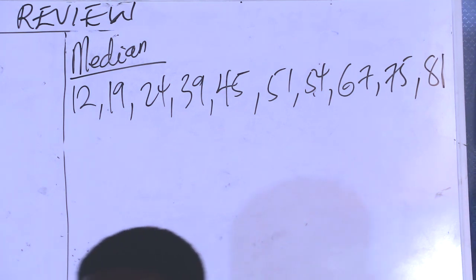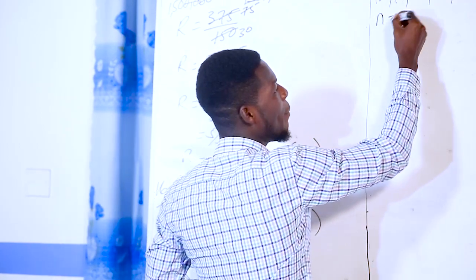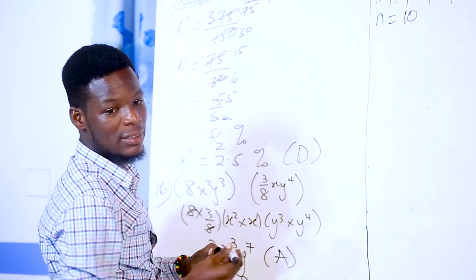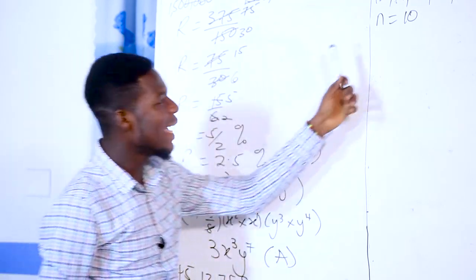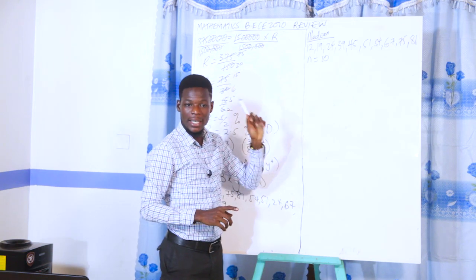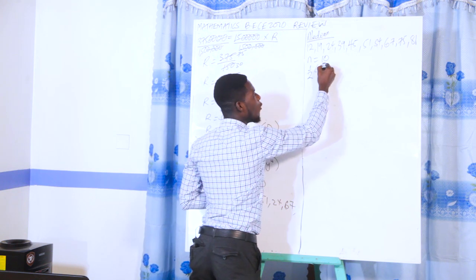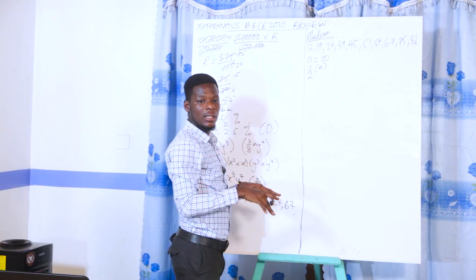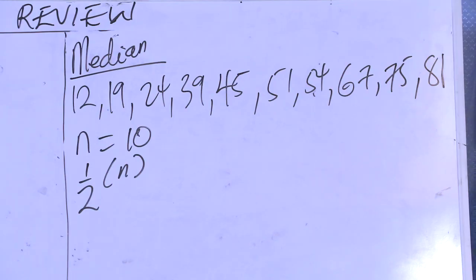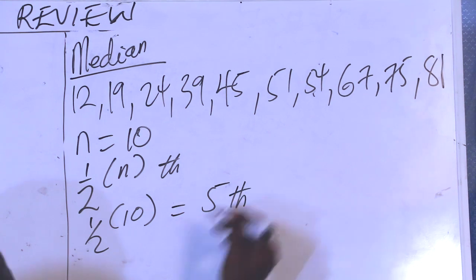Now, to find median for raw data, you should know the number of the data. And the number is 10. Remember, we have 10 students. Because n, the number of the data, is an even number, the first thing you do is find half of it. So half of n will give you the position of the median. It is called the position median. So half of 10 is 5. So the fifth position.